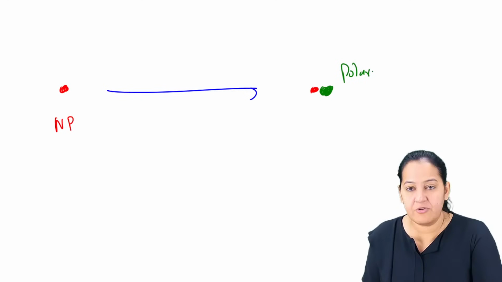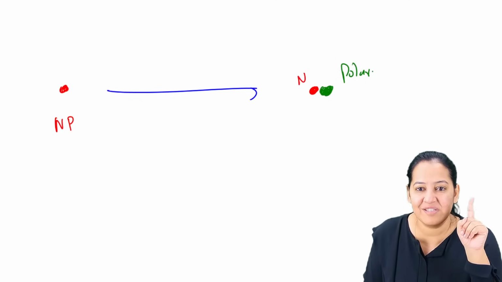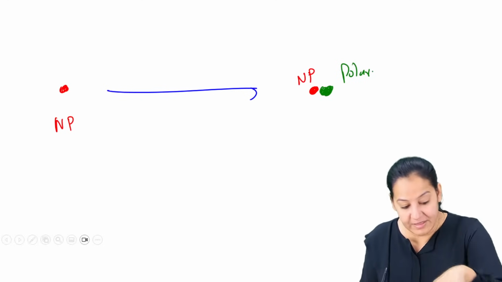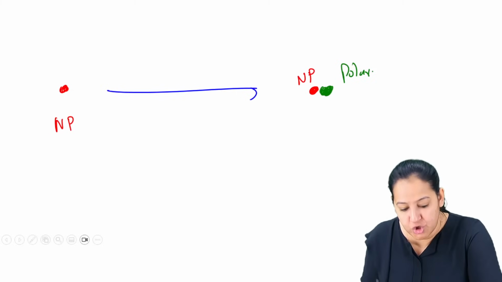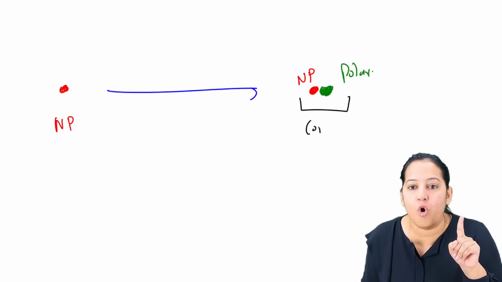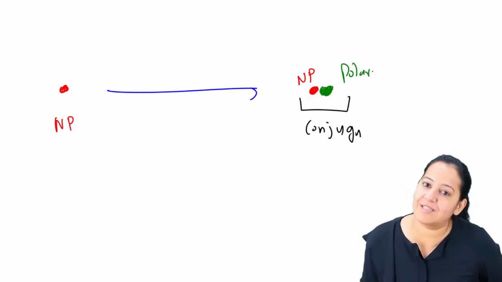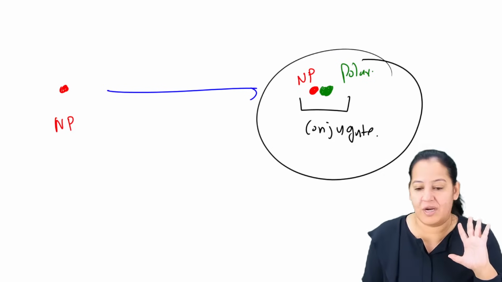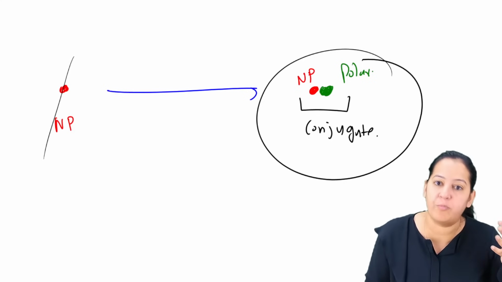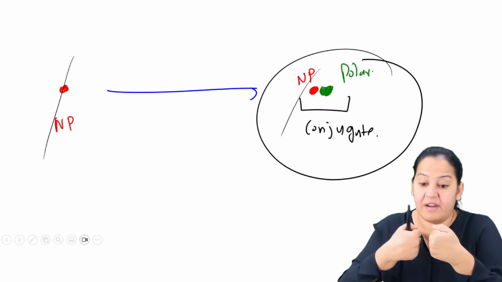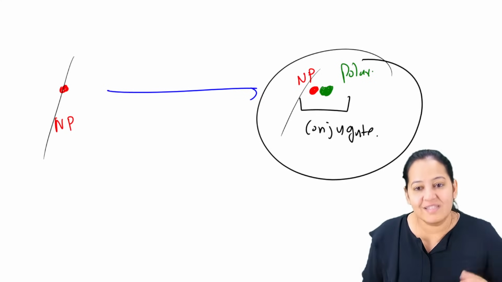So this is the drug which is non-polar. When it gets combined with a polar endogenous substance, the conjugate which is formed is polar. In this way, we are converting a non-polar drug to a polar drug by combining it with something. This is known as conjugation.